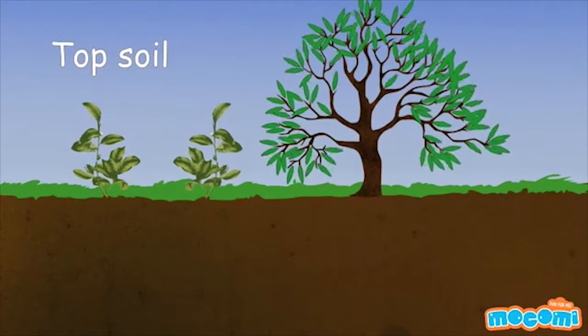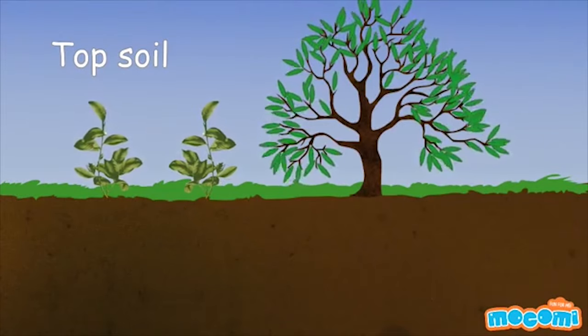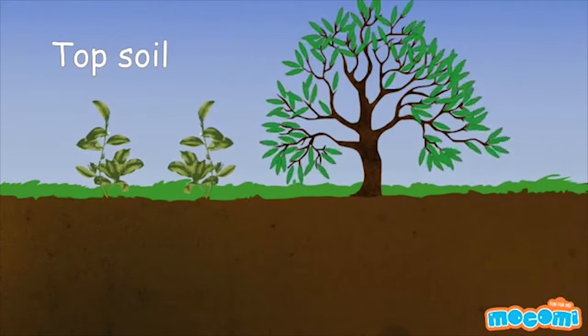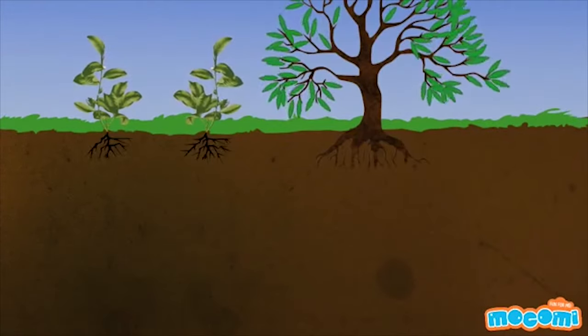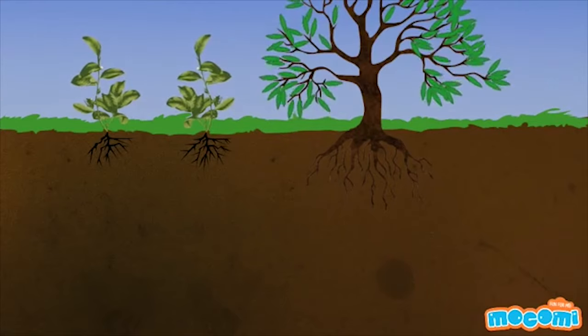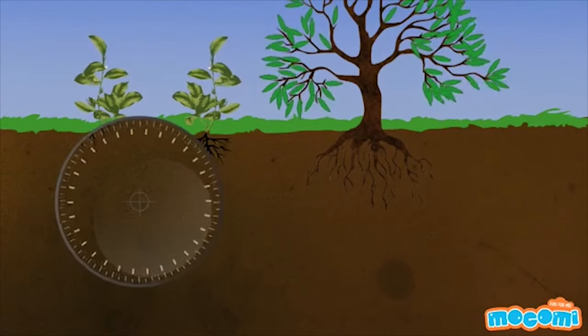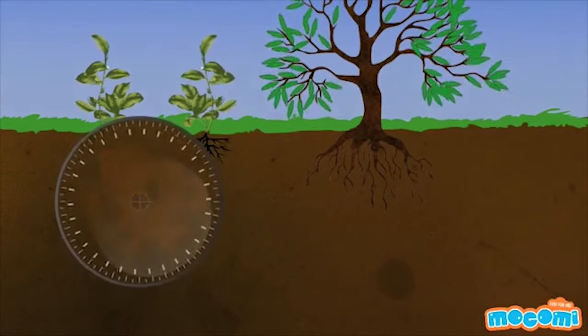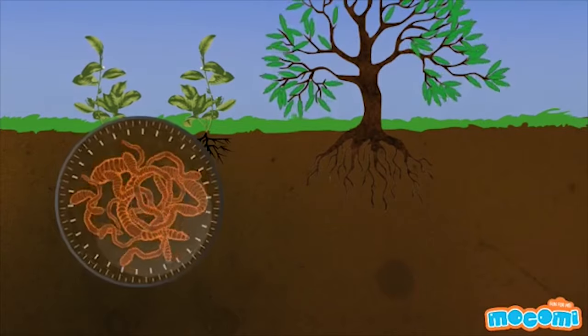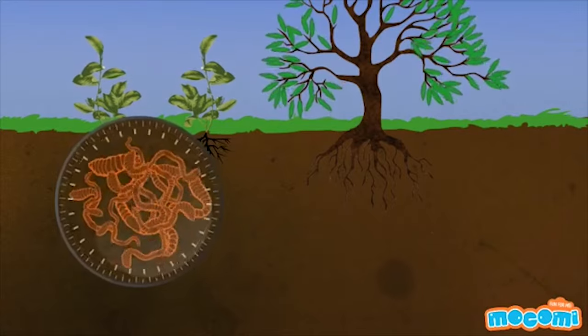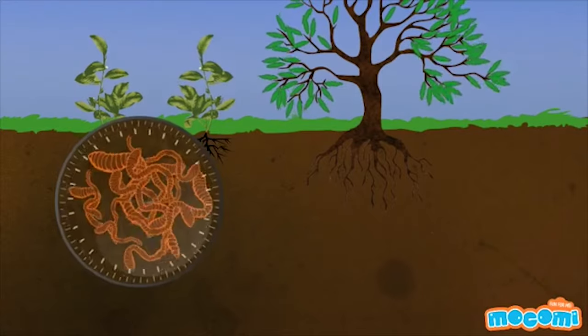Topsoil. It is the most useful part of the soil. It is dark in color because it is rich in minerals and humus. Plant roots also grow in the topsoil. Many living things like insects, worms, bacteria, and rodents live in the topsoil. It contains the decayed remains of dead plants and animals, which form humus. Humus makes the topsoil very fertile.